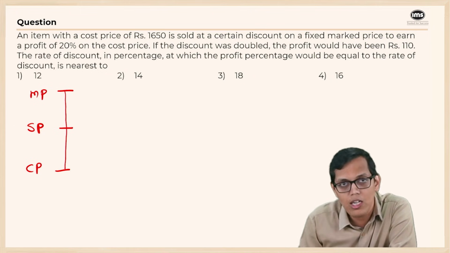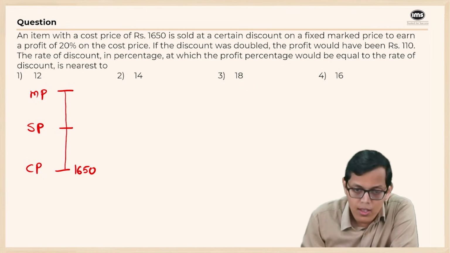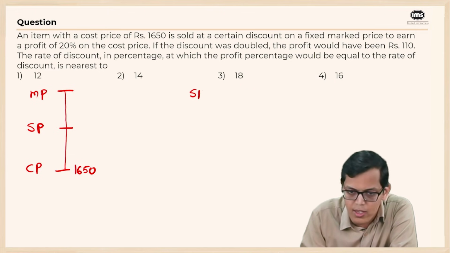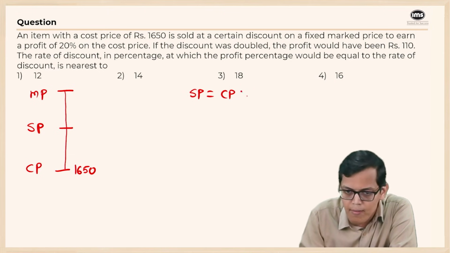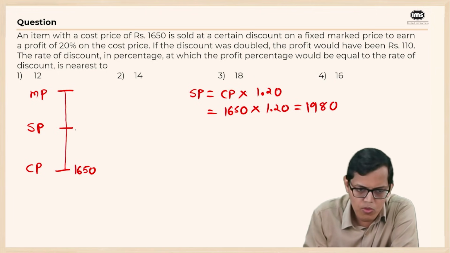The question clearly starts with CP is equal to 1650. It also says that the profit percentage is 20%. So I should be able to write SP is equal to CP into 1.20. CP was 1650. Multiplying it by 1.20 will produce 1980. With that, we have found our SP, 1980.